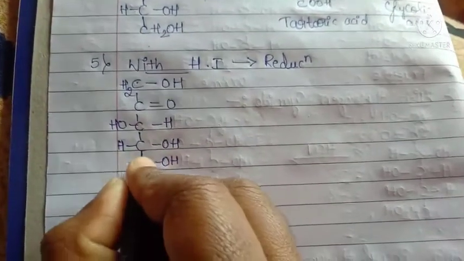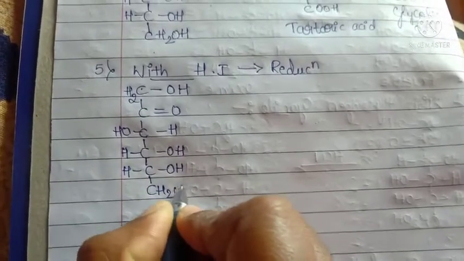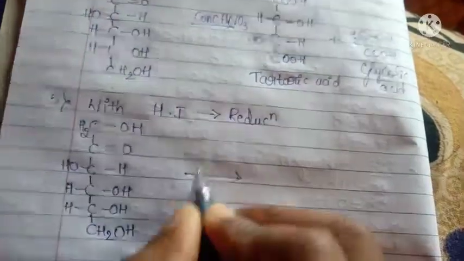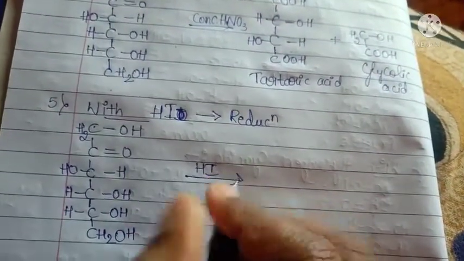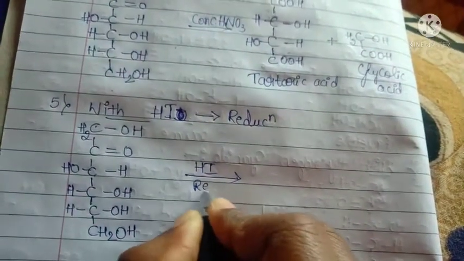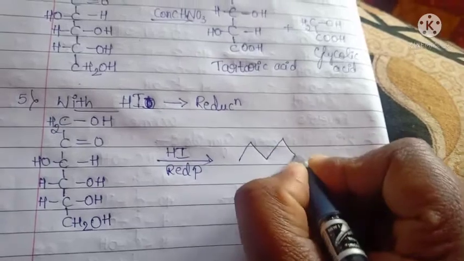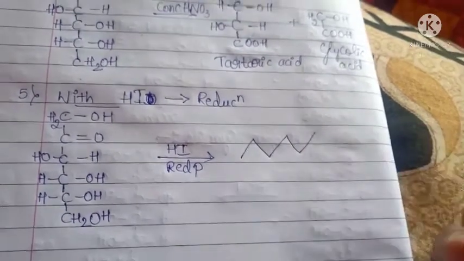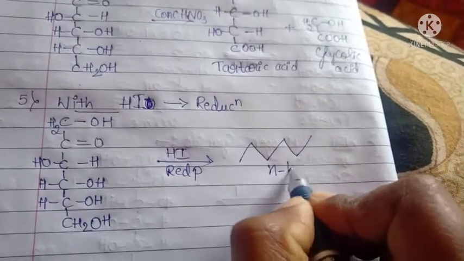C-OH H, CH2OH. Okay, here hydrogen, sorry, here there will be no point present. With hydrogen iodide in the presence of red phosphorus, what will be formed? n-hexane. Here this will be the bond line structural formula of n-hexane.